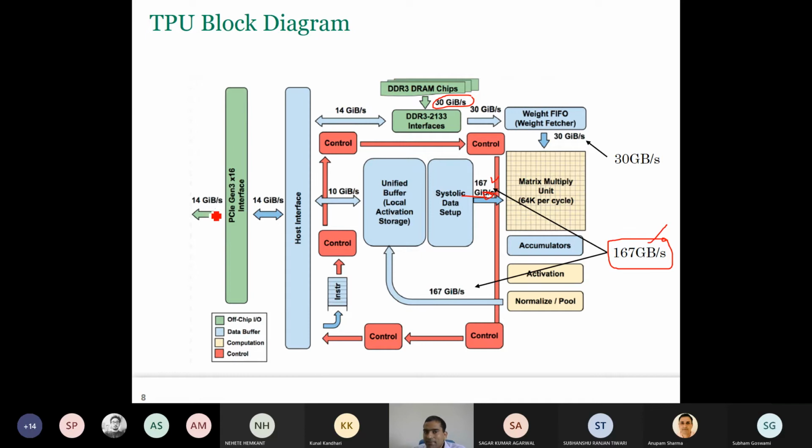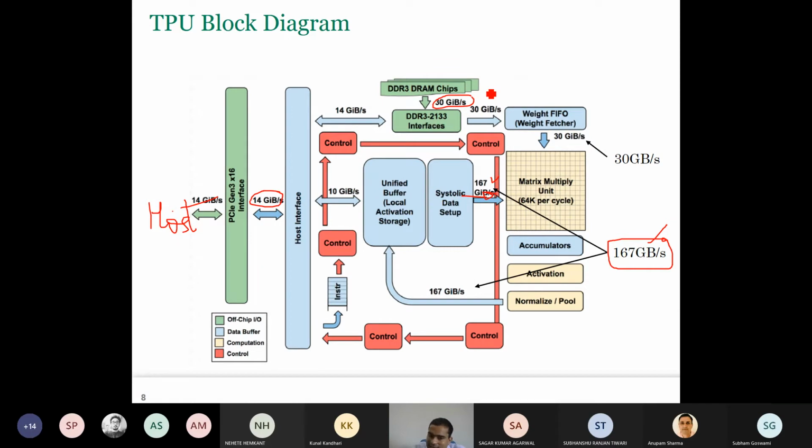And here you can see, this is the host interface, right? So our host, that means the CPU, will be sitting here. The bandwidth between host and TPU is very small, only 14 gigabytes per second. And that's why we want to reduce the communication with the host, because the TPU itself can work very, very fast, but your link with the CPU is very, very slow. So your performance will be degraded.